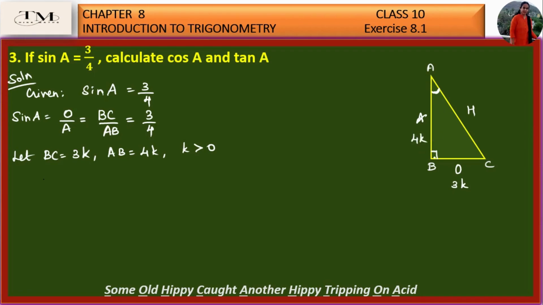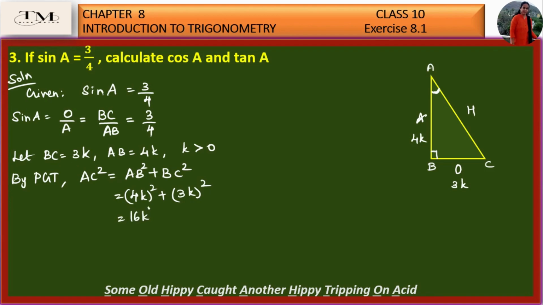Now we have to find AC, using the Pythagoras theorem. Hypotenuse square equals AB square plus BC square. AB square is 4K whole square, BC is 3K whole square. So 4 square is 16K square, 3 square is 9K square, and 16 plus 9 is 25K square.